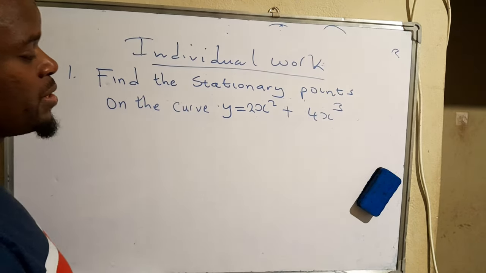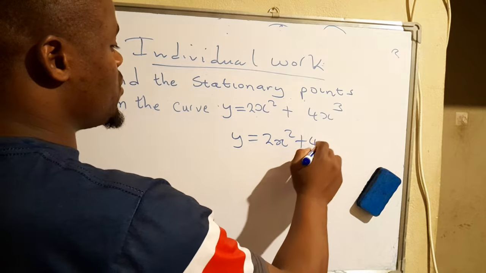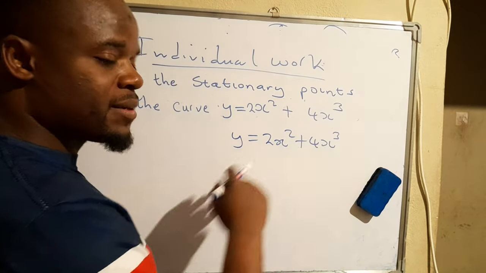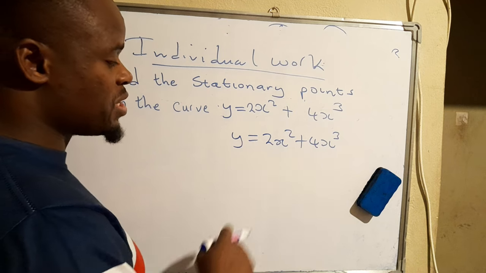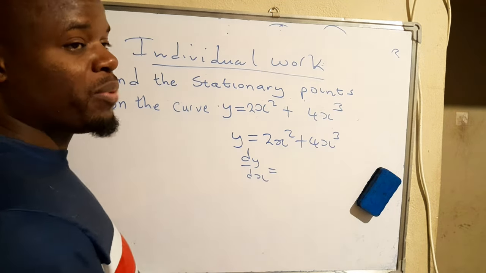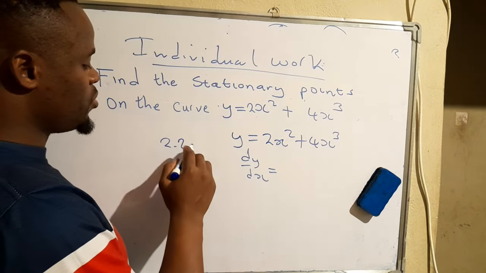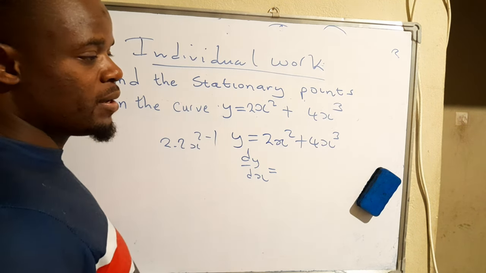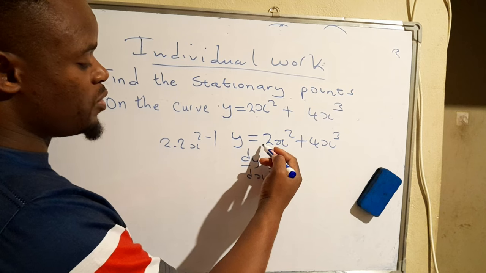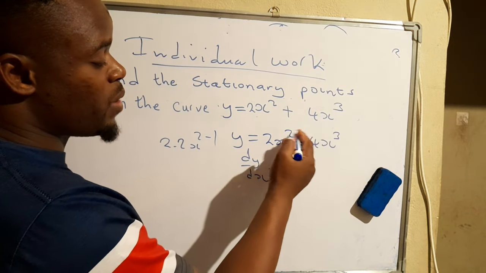So the first thing that you have to do is write the equation of the curve that you've been given: y = 2x squared plus 4x raised to the power 3. Now from here, what you need to do is differentiate that equation. So dy/dx is equal to, if we apply the power rule, these powers will drop. So we're going to say 2 times 2, then 2 minus 1. That's the power rule when you're looking at calculus. The power drops and you multiply it by the coefficient. Then from the same power after it has dropped, you subtract 1.